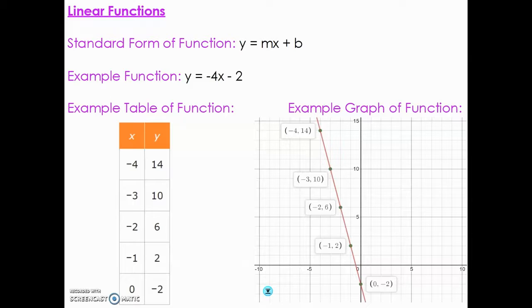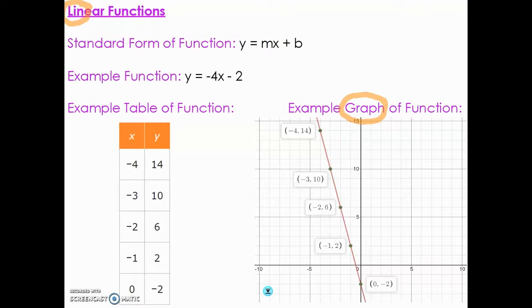Let's get started. First, we're going to look at linear functions. Remember, a big thing about linear functions, and it has the word line in it, meaning that my graph would be a straight line. So when I'm given this graph of a straight line, I would know it's linear. The standard form of our function for linear functions is y equals mx plus b. We've seen that one for a while now. That is the standard form for a linear equation.